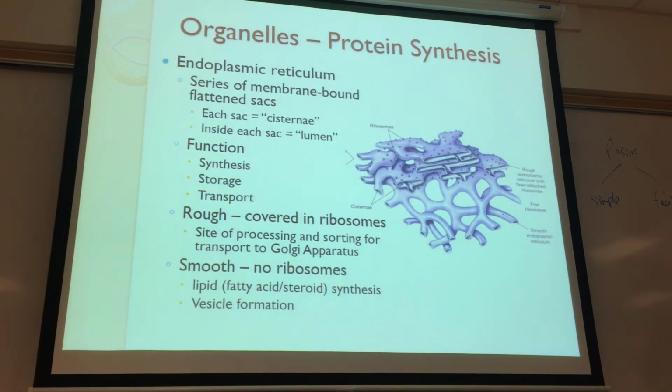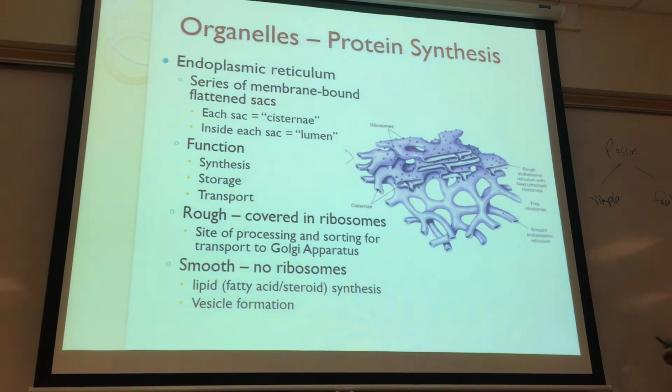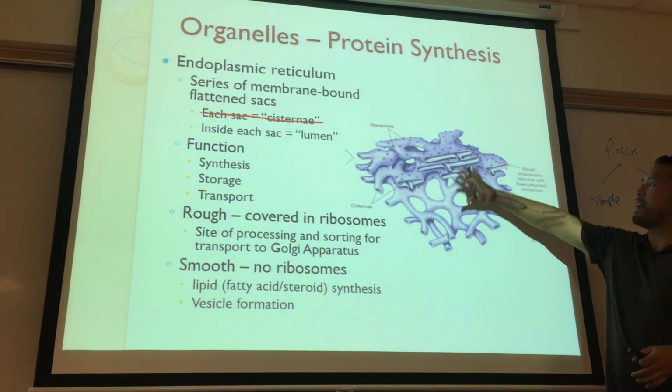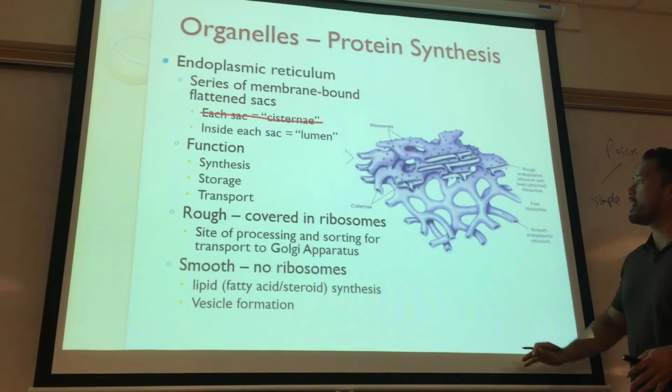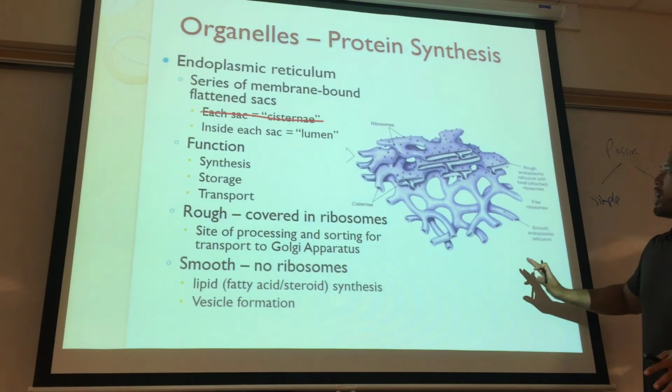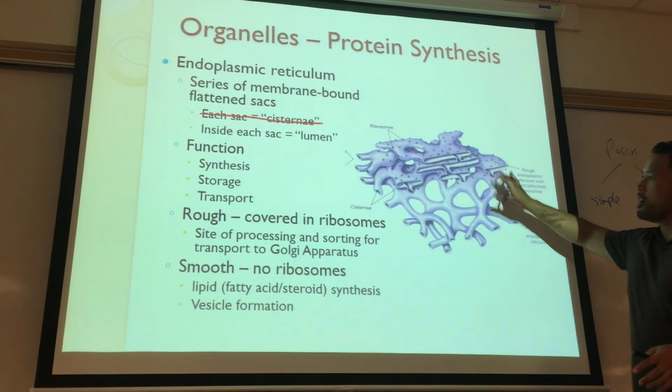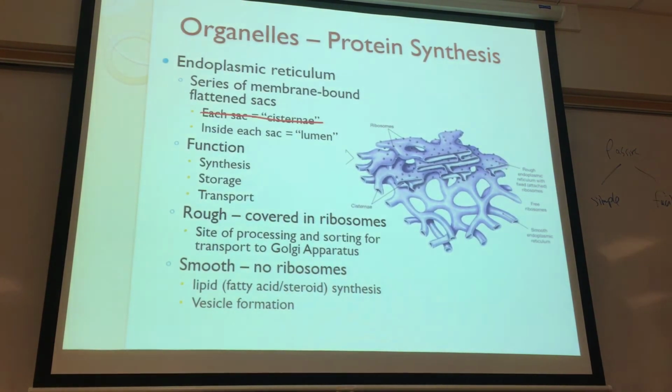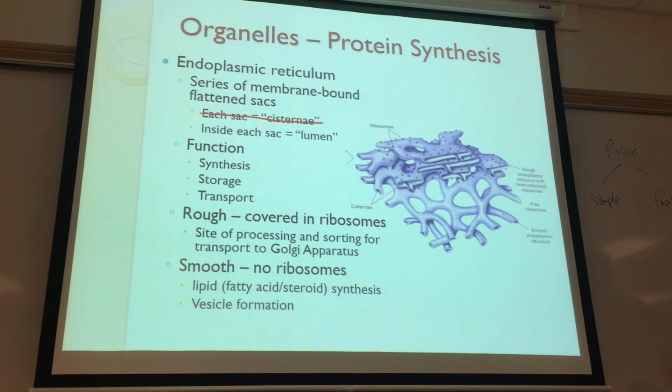Now, the endoplasmic reticulum is the next stop. And don't worry about these terms as far as the names. The endoplasmic reticulum is a series of membrane-bound flattened sacs. And what do I mean by that? It's basically another highway that's the next stop in the protein synthesis chain that is geared for the synthesis of the proteins, the storage of the proteins, or the transport. So these three main portions.